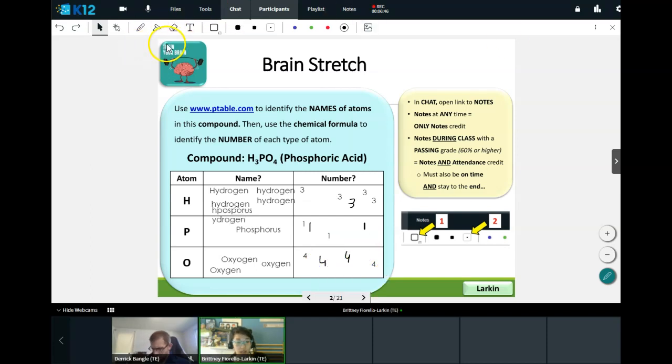All right. So let's go ahead and go over these questions here. So we have a compound, phosphoric acid, H3PO4. We want to identify the names and the number of each of the atoms in this compound.